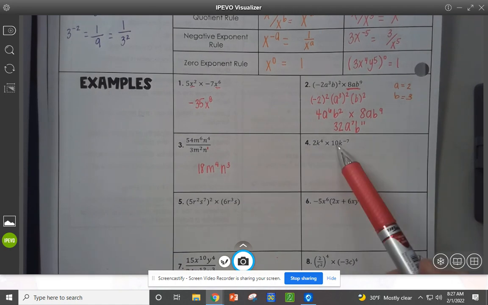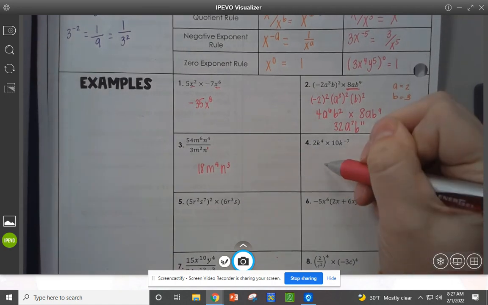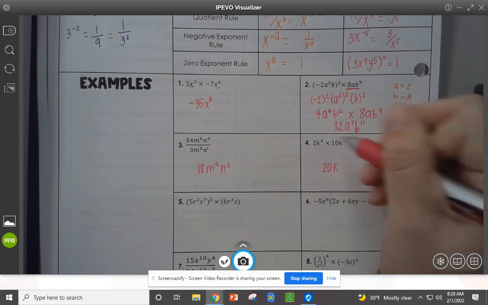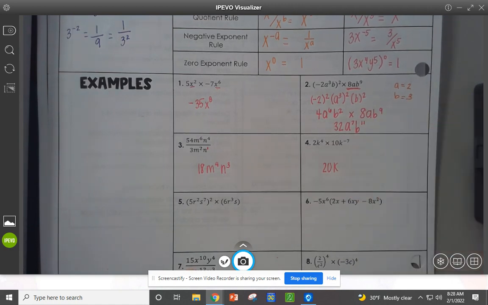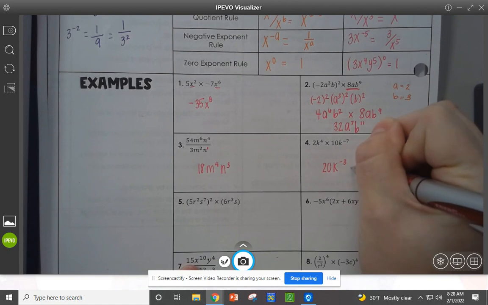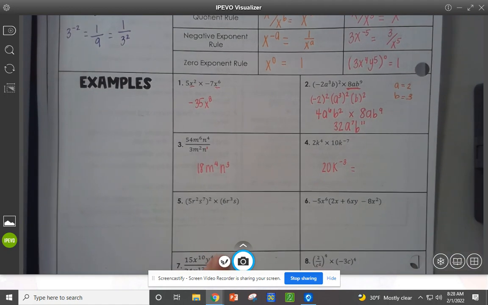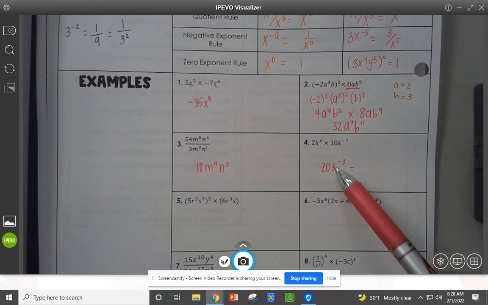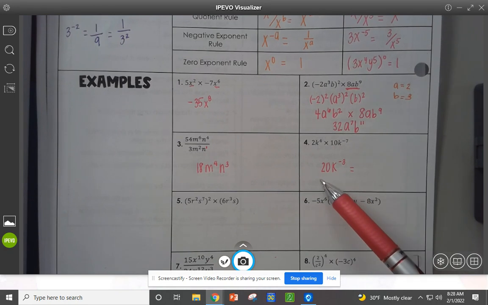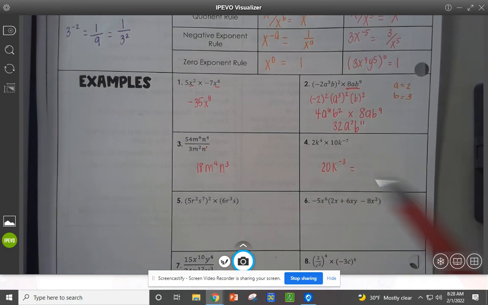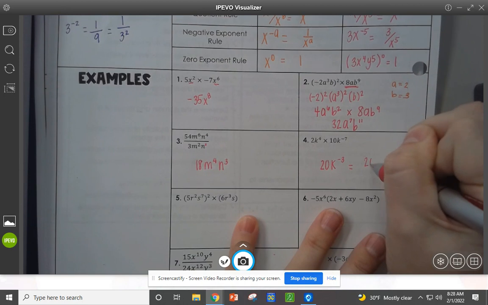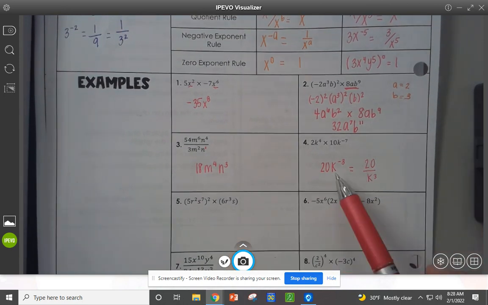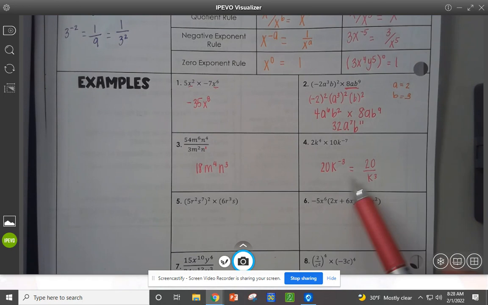Number 4, 2 times 10 is 20k. If I add those 4 and -7, I get -3. But you are not supposed to leave a negative exponent, so it's negative. That means I move it to the bottom. I'm going to make a fraction and move it to the bottom. So 20 over k cubed. Only the part that's getting the exponent moves.